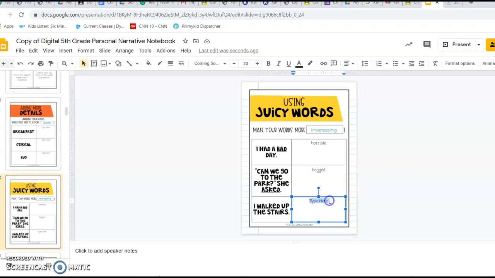Walked. So instead of the word walked, I could say raced. I raced up the stairs. So I want you to give me 3 more examples of bad, a different word besides bad, a different word besides ask, and a different word besides walked.